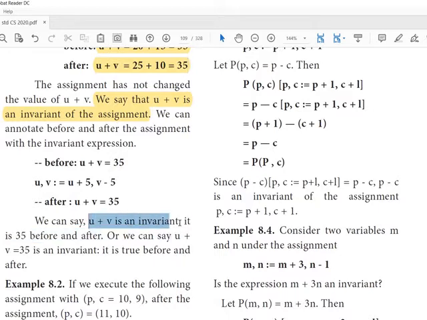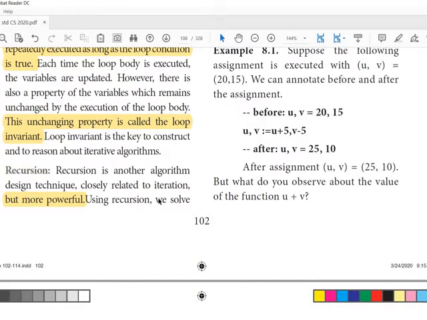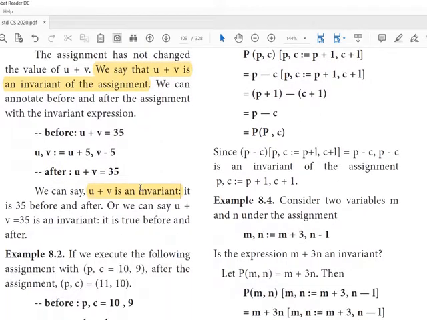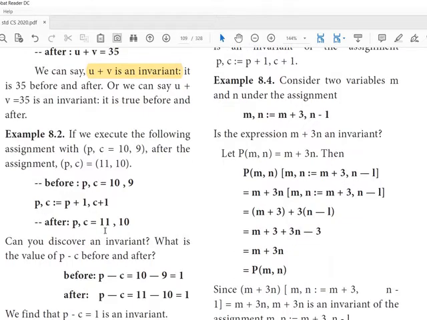When something remains the same throughout the execution, before and after the state, it is said to be invariant. Is it clear, children? Are you able to understand what is invariant? If a statement remains unchanged, it is said to be invariant. They are giving another example if we execute the following statement.